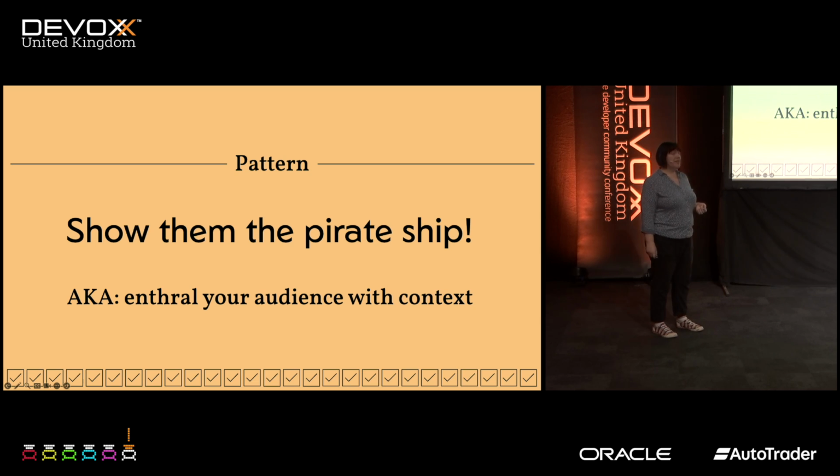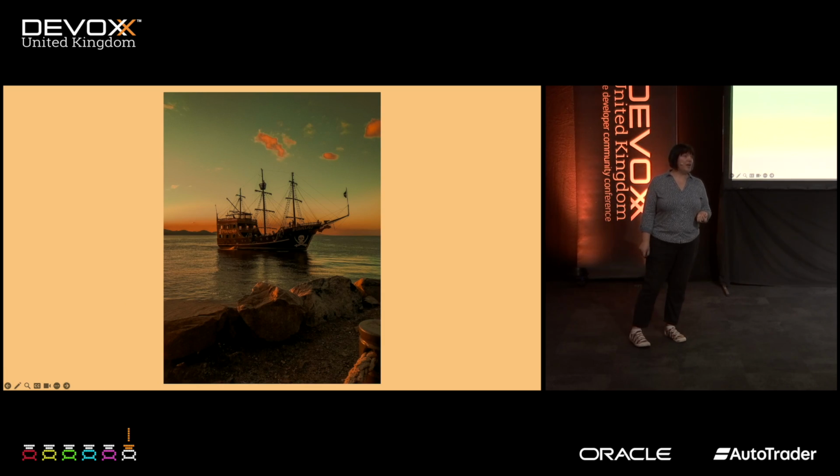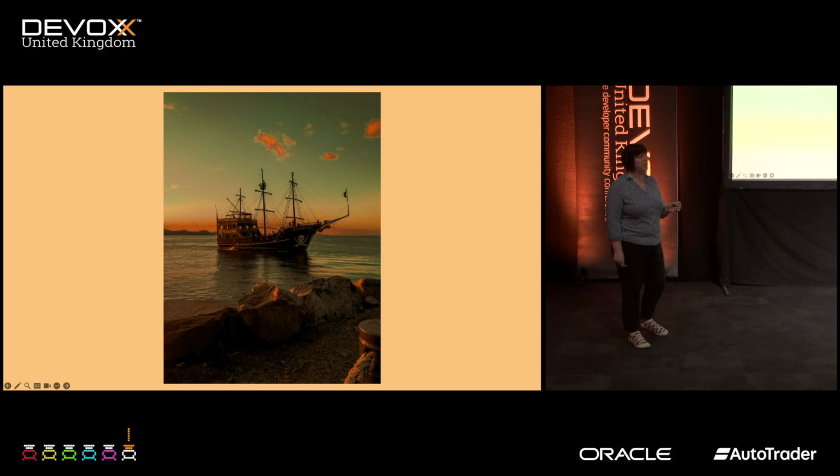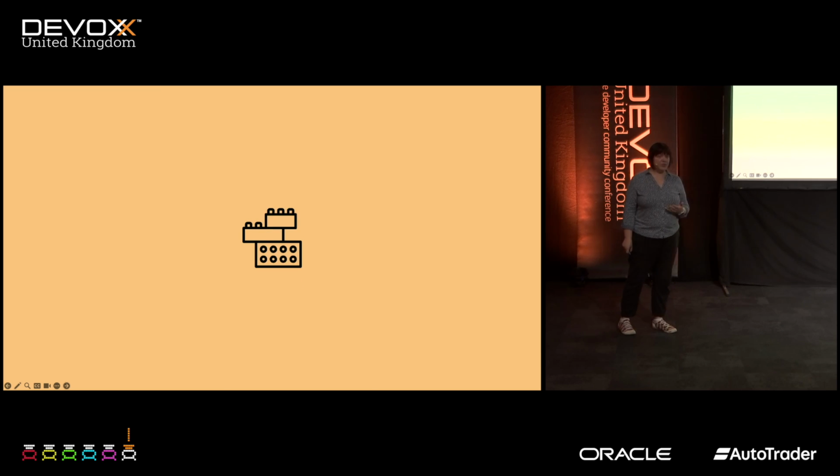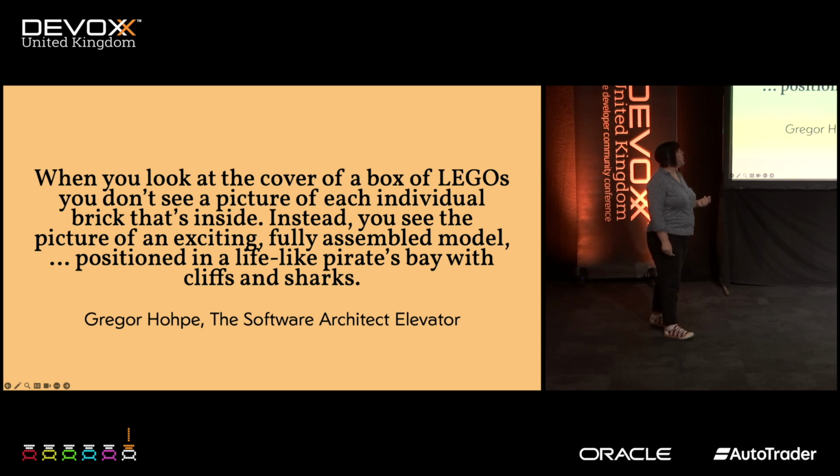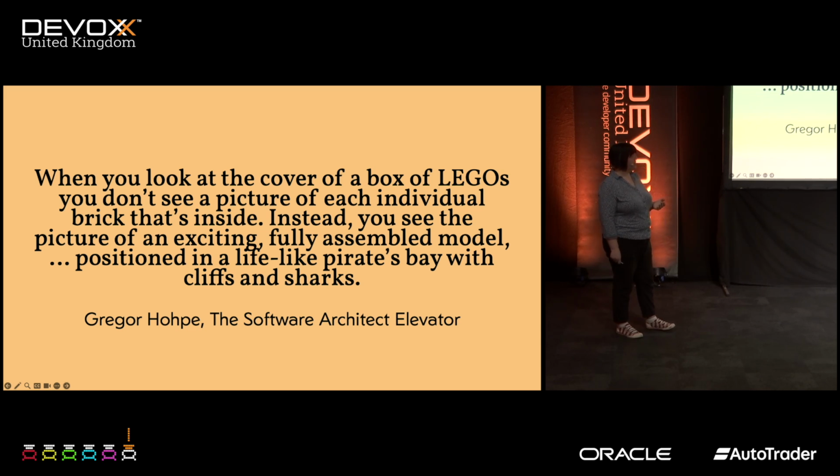Right, another pattern here. I call this one show them the pirate ship, also known as enthrall your audience with context. And this is actually named after one of the chapters in Gregor Hohpe's book, The Software Architect Elevator, which I can recommend. And he talks about this in similar terms, with Lego, or Legos as he calls them. So he says, when you look at the cover of a box of Legos, you don't see a picture of each individual brick that's inside. Instead, you see the picture of an exciting, fully assembled model positioned in a lifelike pirate's bay with cliffs and sharks.